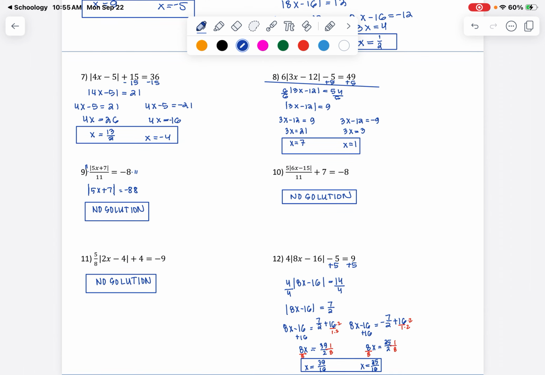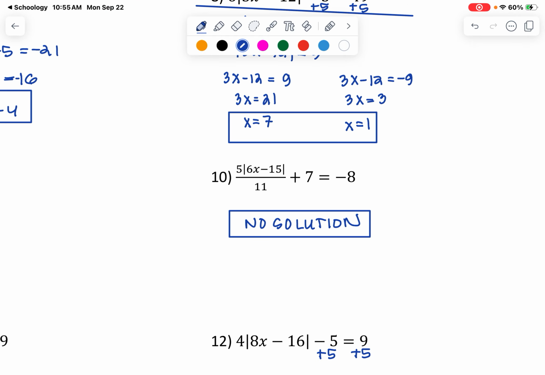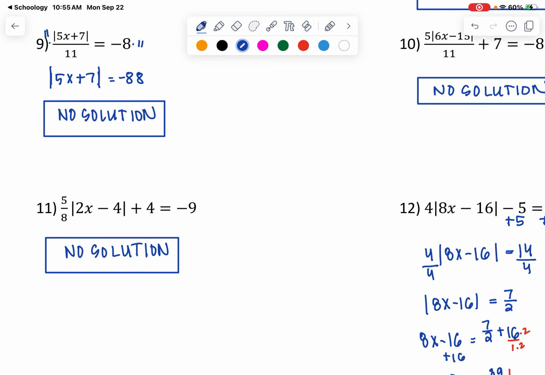Notice on 9, 10, and 11, I said no solution, but not because I saw a negative on one side of the equation. Like on this one, in my head, I said, all right, there's a negative there. I'm going to end up subtracting 7, which still makes it negative. I'm going to multiply it by 11, still going to be negative. I'm going to divide by 5, still going to be negative. So I walked through that in my head. For number 11, same thing. I'm going to subtract 4, that's negative 13. I'm going to multiply by 8/5, that's still a negative value. So I said no solution.